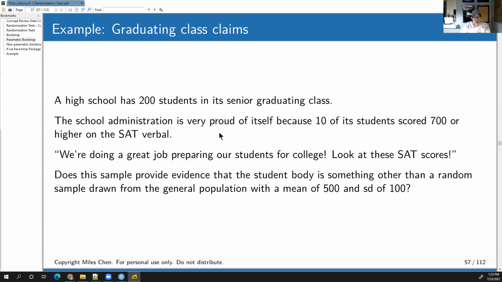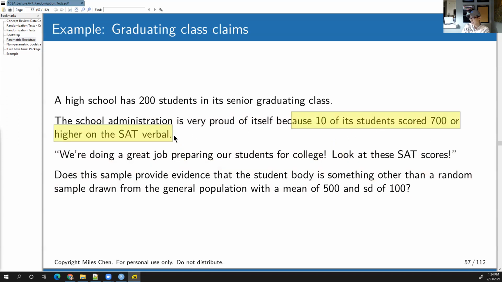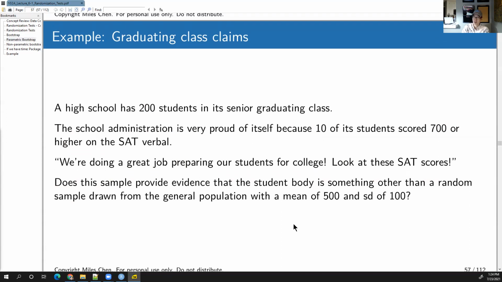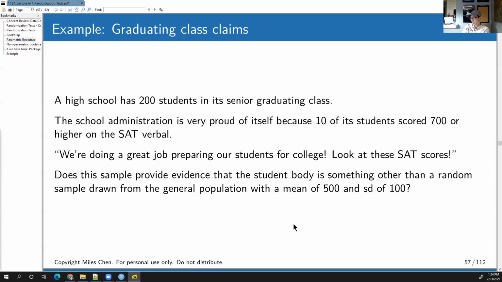Is this something the school should be proud of, or is this an ordinary accomplishment? What do you guys think? 200 students in the graduating class, 10 of them scored over 700. Does this sample provide evidence that the student body is something other than a random sample? Is this something remarkable, 10 students over 700 in a class of 200? That's not just a random sample. So how do we answer something like this?